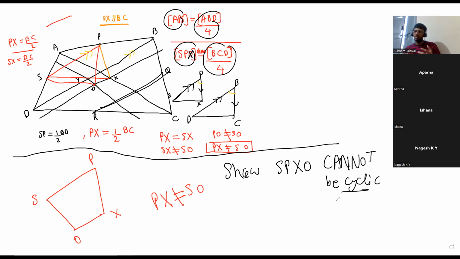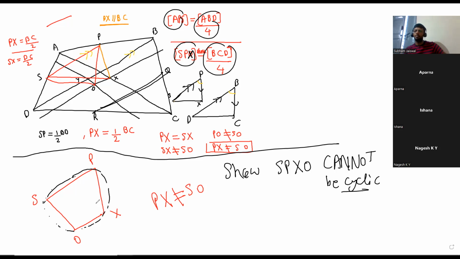What I'm saying simply is that if SPXO is a cyclic trapezium, then show that PX and SO are equal. That's the homework, and that's actually very standard. You'll find it in NCERT also, maybe. If you have a cyclic trapezium, then in fact it becomes an isosceles trapezium. From the property of cyclic quadrilaterals, which I've discussed with Aparna, Ishana and Nagesh, you can just see NCERT if you don't know the basic properties. Then you can prove this.